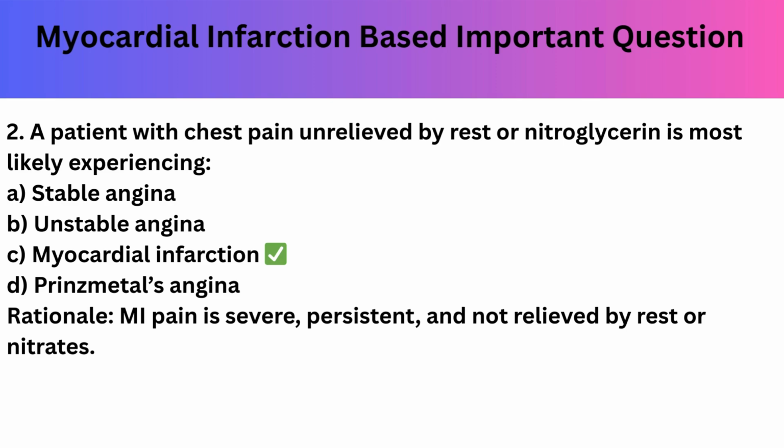Question number 2. A patient with chest pain unrelieved by rest or nitroglycerin is most likely experiencing: option A, stable angina; option B, unstable angina; option C, myocardial infarction; option D, Prinzmetal's angina. Correct answer is myocardial infarction. MI pain is severe, persistent, and not relieved by rest or nitrates.